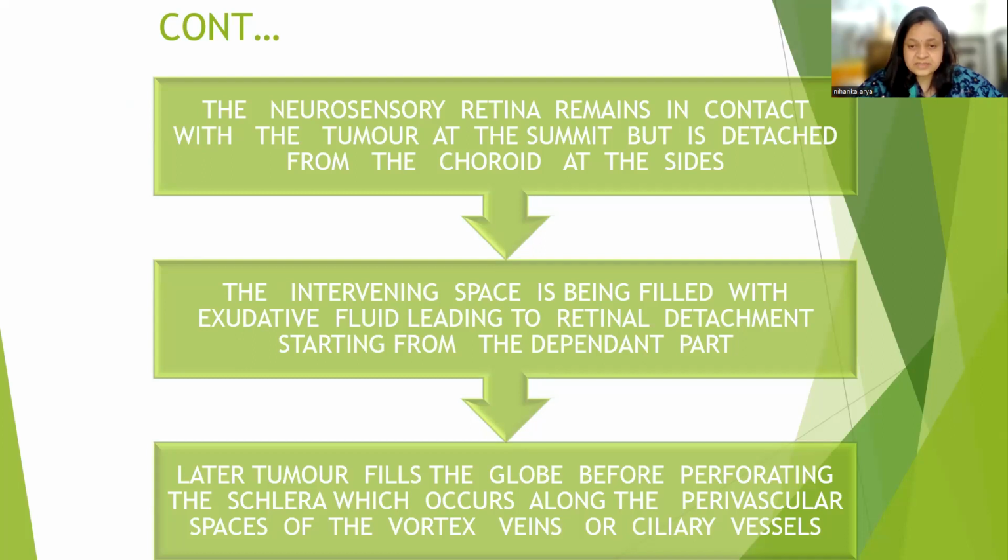The intervening space is being filled with the exudative fluid leading to the retinal detachment, starting from the dependent part. So now the intervening space in between the mass and the layer of the retina is filled with the exudative fluid, which will lead to the retinal detachment. Later, the tumor fills the globe.